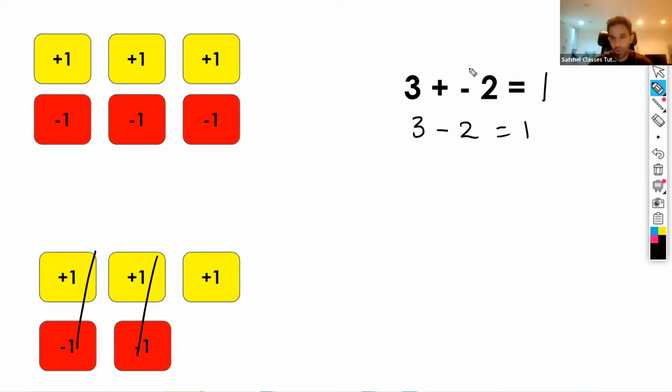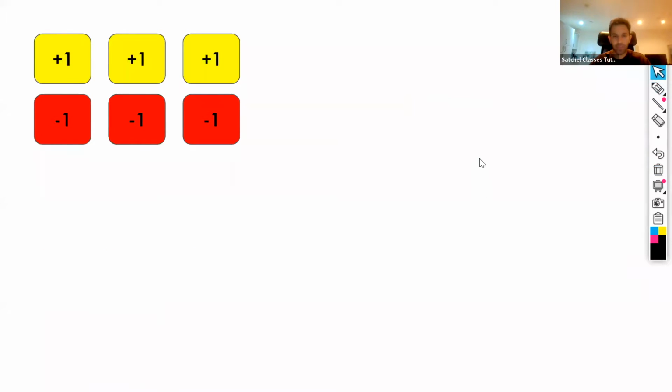So a rule to remember: a positive next to a negative is the same as a negative. It was the same as subtracting. All right, let's try another example here. So again, I've got my 0 pairs here just in case I need them.